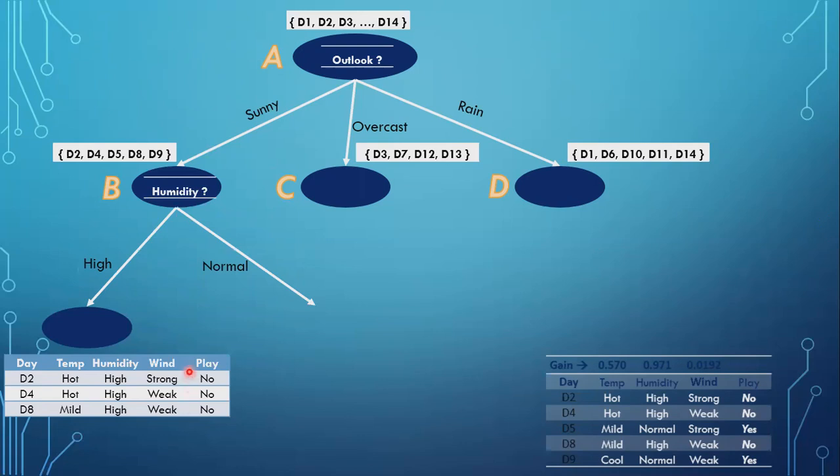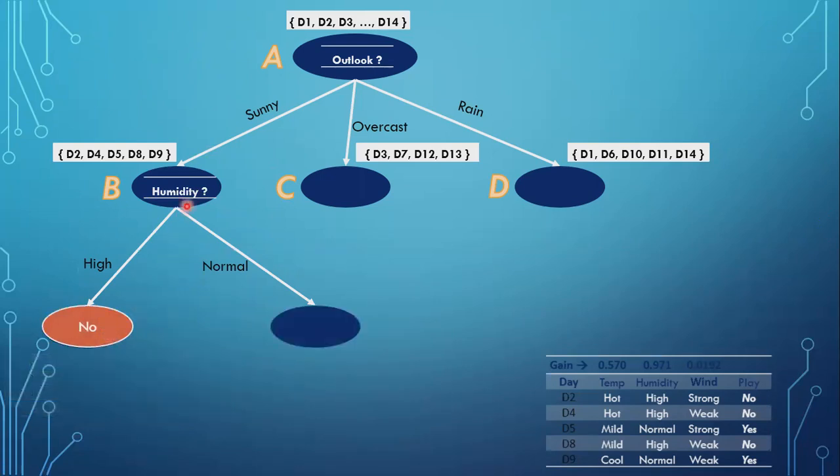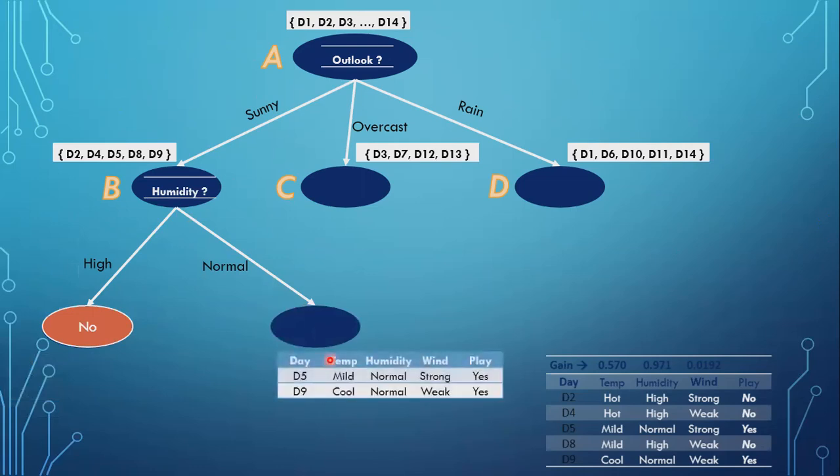If the label belongs to only one class, then we can stop and we can pick this label and put it in this leaf node. That's what we'll be doing. Similar is the case with normal. When the humidity is normal, we are left with these records. Here we also see that the label belongs to only one class. So we will take this label and put it into this leaf node. So we are done with this leaf node as well.